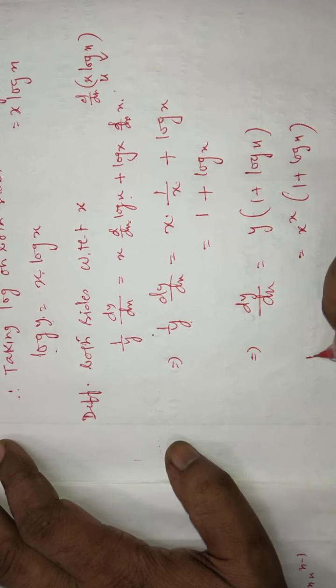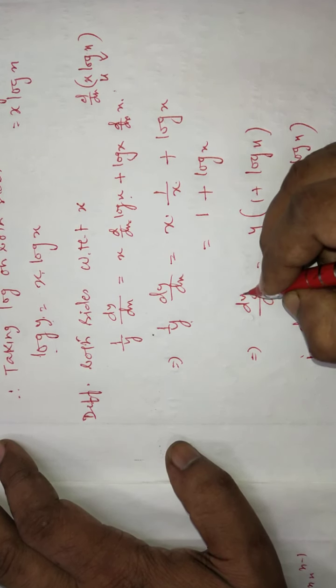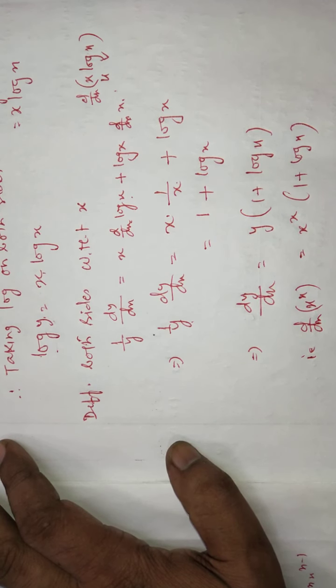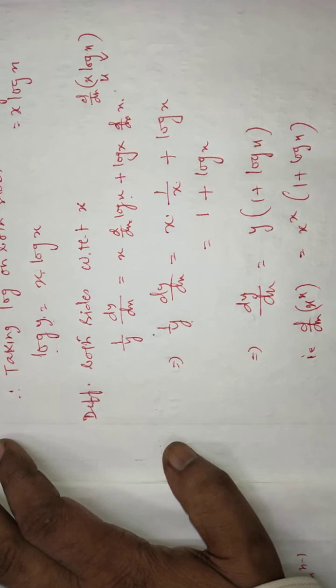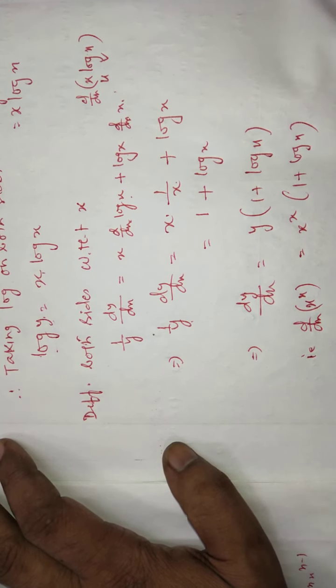That is d/dx of y, where y means x to the power x. So d/dx of x to the power x is equal to x to the power x into 1 plus log x. Okay, I hope you understand. This is the way you have to solve the problem. Let us start with the second problem. What is the second problem?